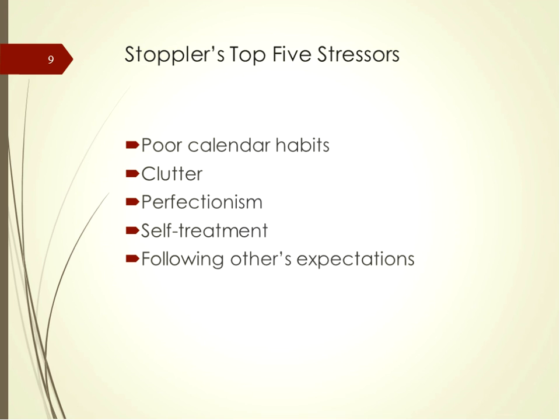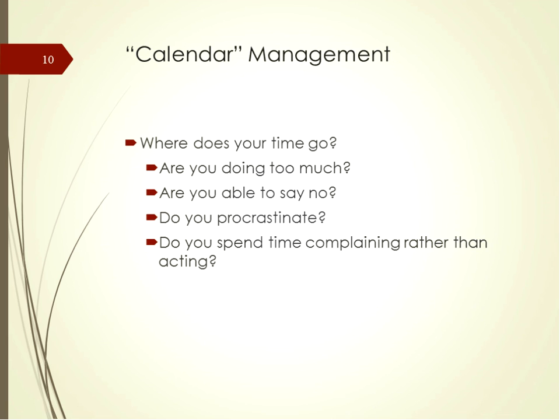Let's look for a bit at the first one, poor calendar habits. If we think of calendar management in the broadest sense, it really refers to managing the time we have in life to achieve what we want. Whether we are discussing calendars or schedules or hours or minutes, the key is that time easily escapes us. Ask yourself these questions. Where does your time go? Are you doing too much? Are you able to say no? Do you procrastinate? Do you spend time complaining rather than acting?